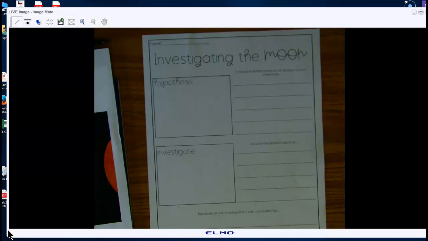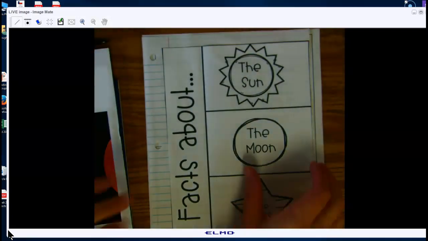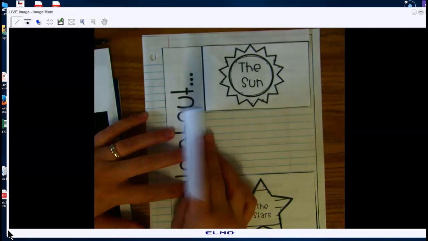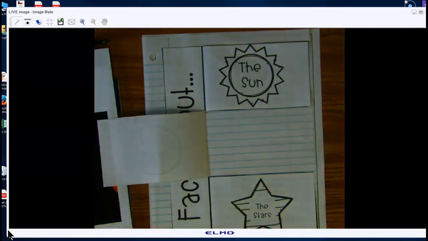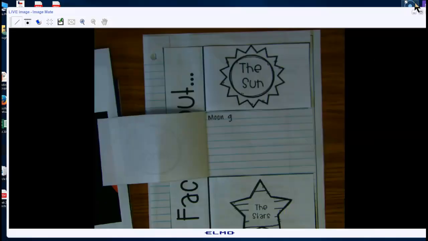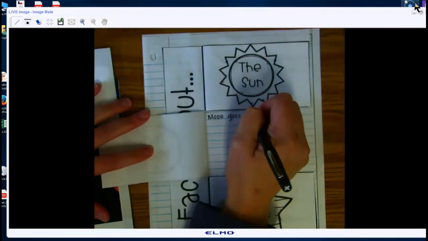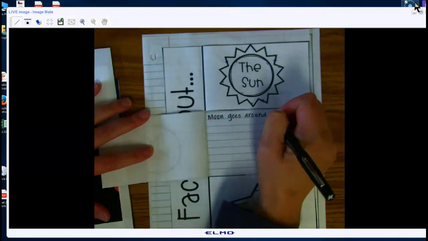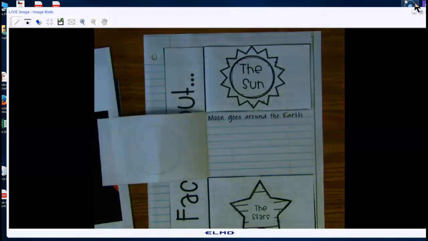So we're going to watch a video and we're going to fill in our moon part of our science journal. So I need you to get out your science journals. The middle part is the moon. The moon goes around the earth. So let's write that. The moon goes around the earth. Earth is capitalized because it's a name.